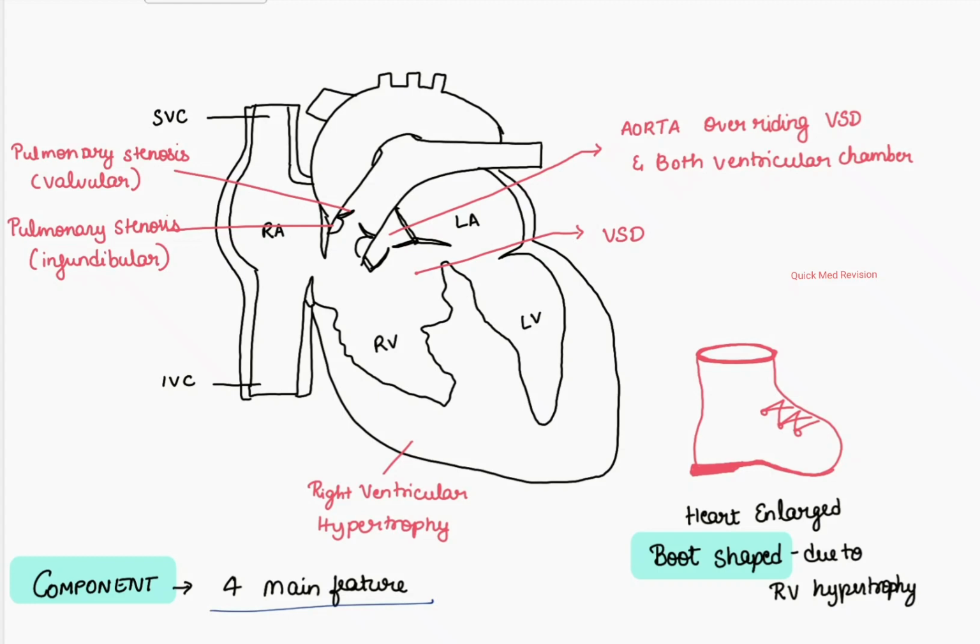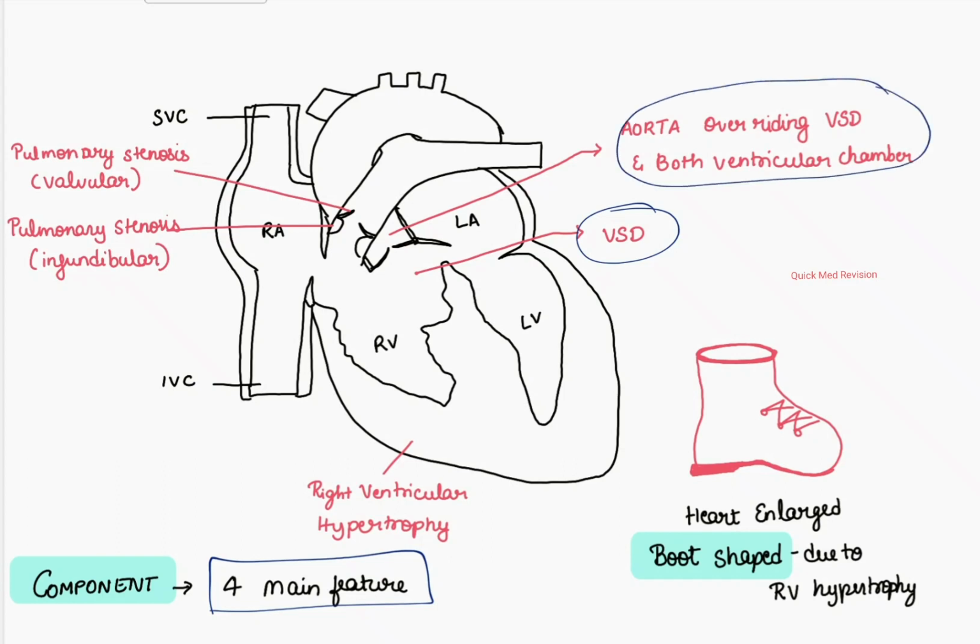The components include four main features. Let's go in order. VSD. Do remember, there's a ventricular septal defect. There is an opening in the ventricular septum, and there will be an overriding aorta. That is, the aorta, which is normally placed here, will displace itself.